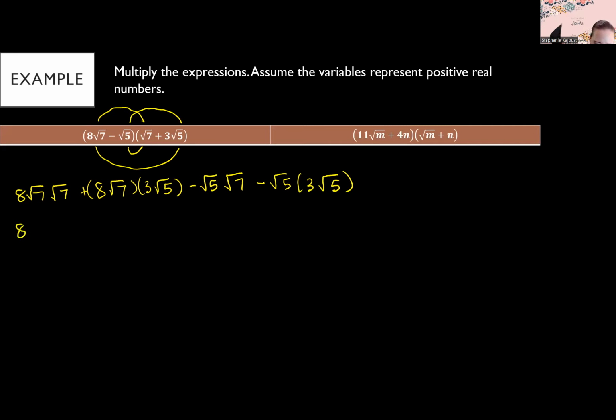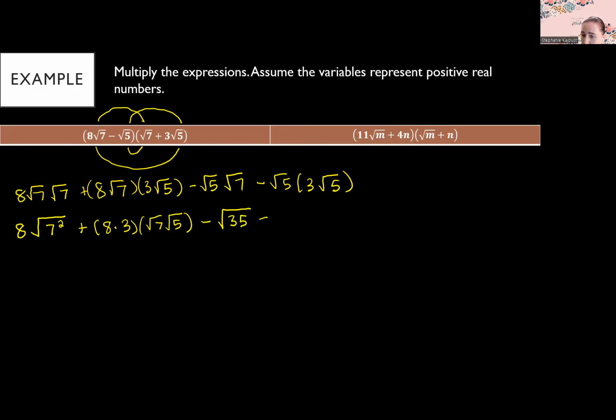So I've got 8, and then 7 times 7 is the square root of 49, or you can write it as 7 squared. So we can do it that way. Plus, I've got 8 times the square root of 7, and then 3 times the square root of 5. So if you want, you can rearrange that. So we're doing 8 times 3, and then the square root of 7 times the square root of 5. Just to write it so you know what you're doing here. The square root of 5 times the square root of 7, you can combine those. 5 times 7 is 35.